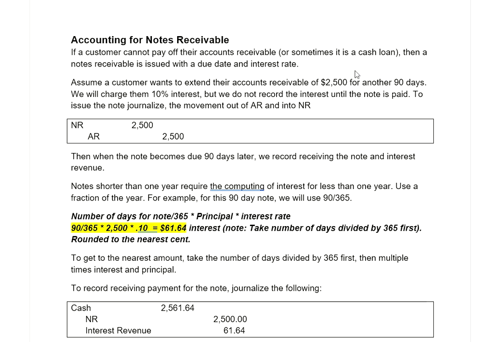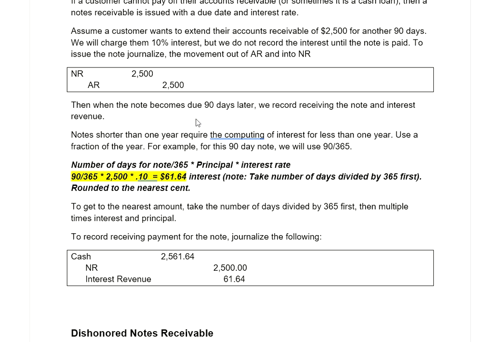To journalize the issuance of the note, we are just moving it out of accounts receivable and into notes receivable. These are both assets. So we will move it into notes receivable by debiting notes receivable for $2,500 and crediting accounts receivable for $2,500.